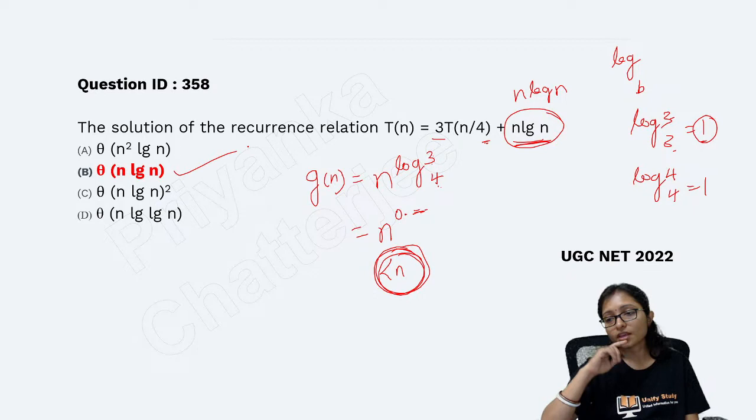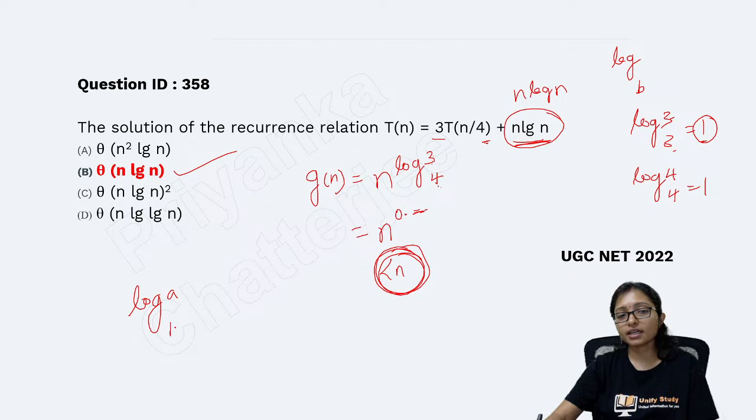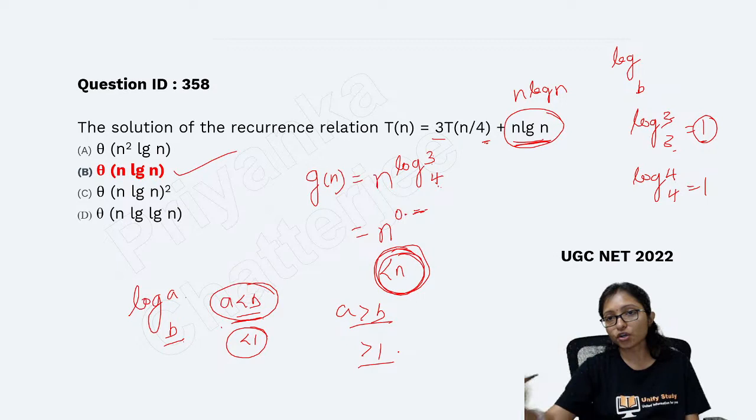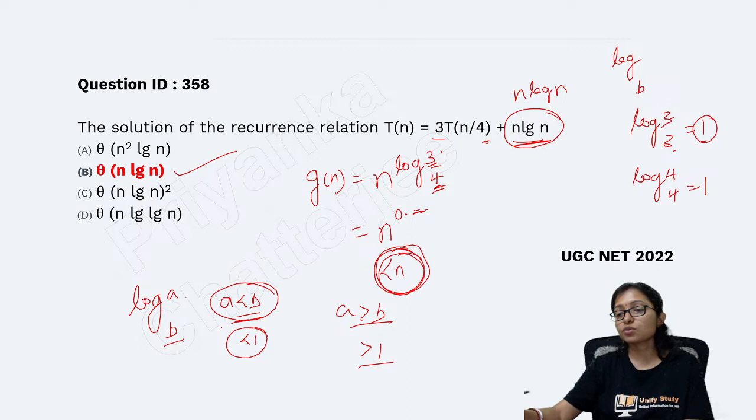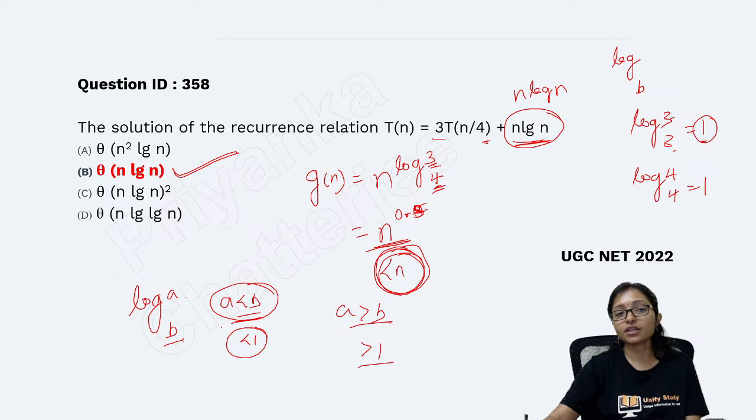Whenever you are doing log, there is your number and there is your base. When a is less than the base, then your answer will be less than 1. When a is greater than the base, then your answer will be greater than 1. Here you can see a is less than the base. 2 base 2 is 1, 3 base 3 is 1, but it is 3 base 4, which means it will be less than 1, so 0 point something, maybe 0.5 or 0.6. So that's why your answer will be B. Those who said D are wrong. Got it?